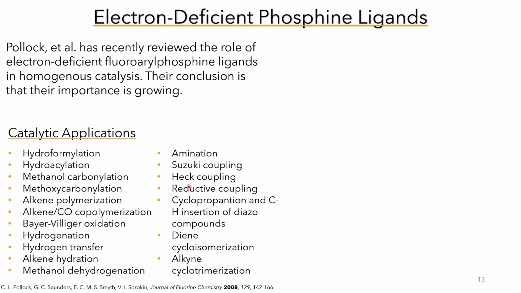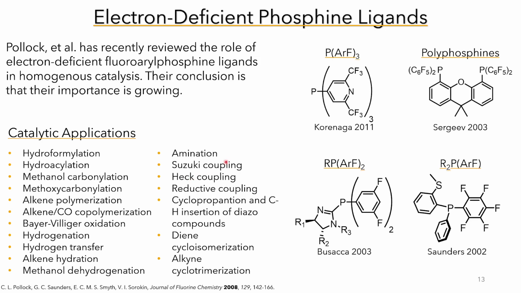And in all these reports, they have seen that the more electron-poor the ligand, the better the rates of reaction and the yields, and even enantioselectivities in some cases as well. Some of the popular ligands I've shown here. Polyphosphines are popular, as well as monophosphines. Now, in all these ligands and all these reports, no reports of SF5 functionalized ligands have been made yet.